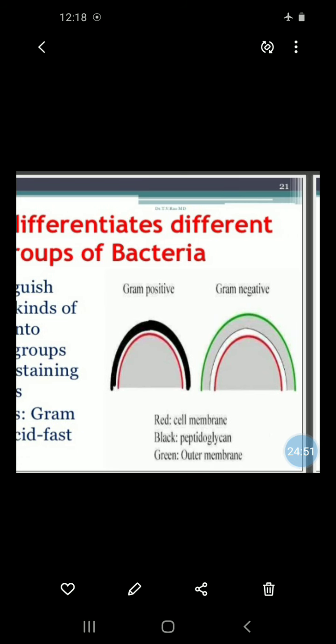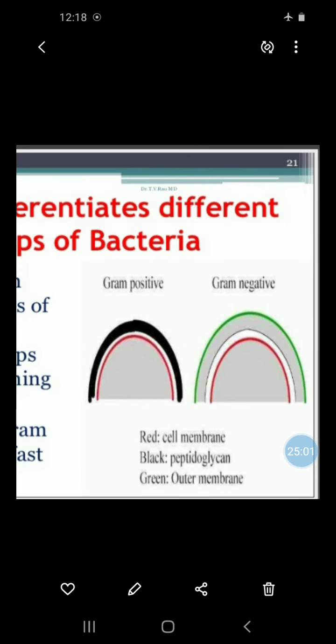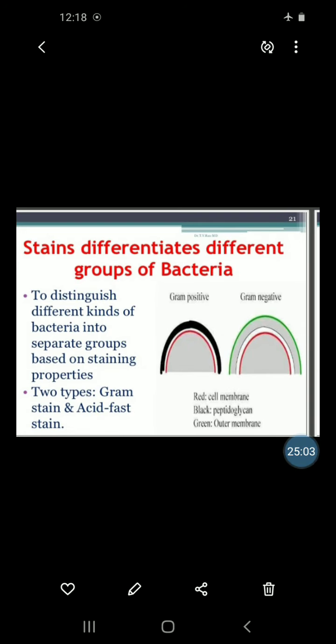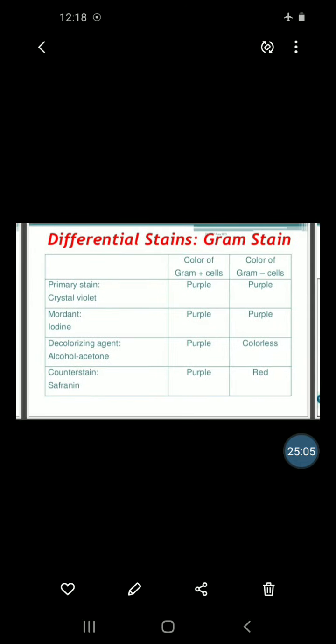Here we can see the Gram positive. The red color is the cell membrane, black is peptidoglycan, and green is the outer membrane. Here we can see the difference between Gram positive and Gram negative bacteria. Then we will see the differential stain of Gram stain.